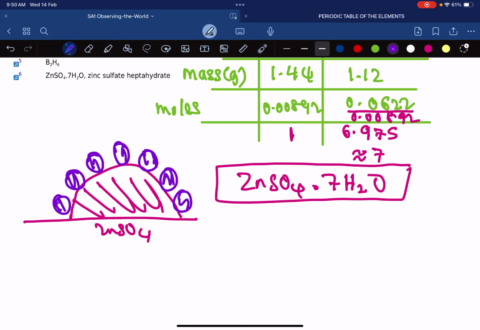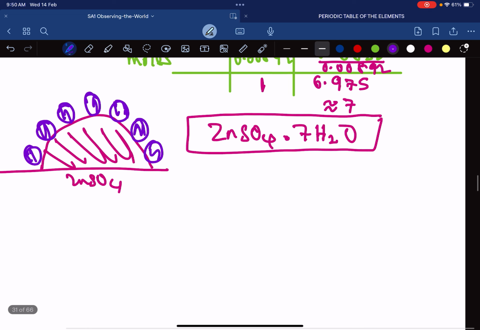Because it's physically attached, you can use physical means, for example heat, to remove the water. That's what the dot basically means. There is a chemical connection there, but for making things simple, we just look at it this way. So you can see the answer is over here.